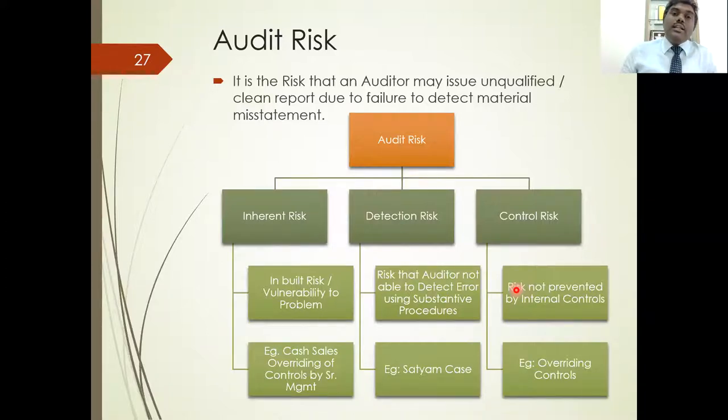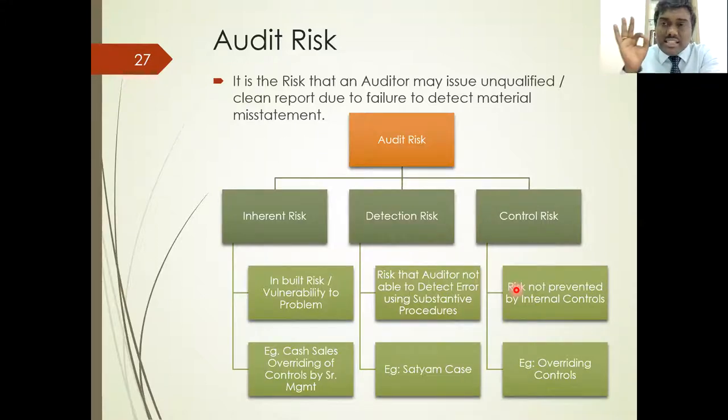Audit risk. The risk that an auditor may issue an unqualified or a clean report due to failure to detect material misstatements. That means there were issues which the auditor failed to notice, as a result of which he gave a clean report or an unqualified report. That is called an audit risk. Audit risk is a combination of these three: inherent, detection, control. We need to understand each of them very clearly.